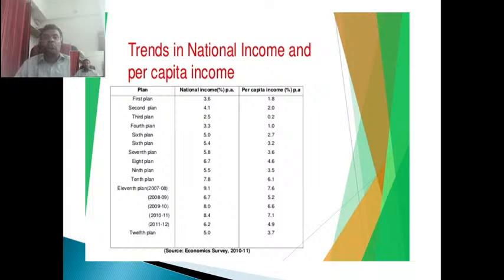Okay, so just for information, there is a point in our syllabus on the trends in national income and per capita income. So we can see India's per capita income and national income have increased from 1991 onwards. Even in terms of poverty, in 1950, almost 75 to 80% of people were below the poverty line. In 1990, there were still around 50% of people below the poverty line.